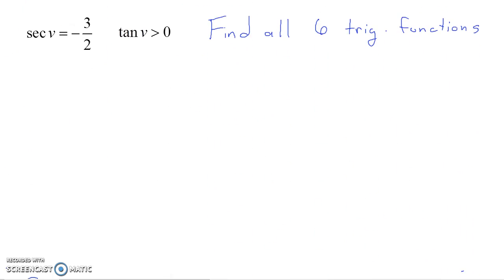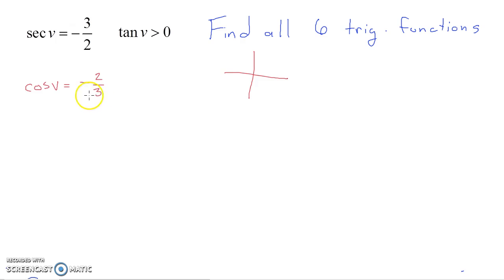Okay, so the first use of all these identities is being able to find all 6 trig functions with one given. So I'm giving you that secant of some angle v is equal to -3/2. I'm also telling you that tangent is greater than 0. That's going to play an important part because I need to determine what quadrant I'm in. So the first thing I'm going to do is use the first identity, and that's that secant and cosine are nothing more than reciprocals of each other. So cosine of v would be -2/3. Very simple, very easy to use the reciprocal identities.